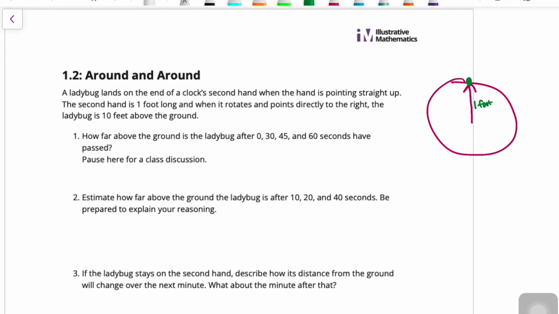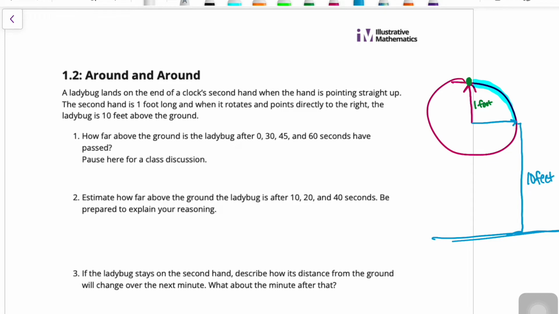And when it rotates and points directly to the right, the ladybug is 10 feet above the ground. So when it rotates, that hand is rotating directly to the right. Okay, so it's coming down here, rotating down. Now it is 10 feet above the ground. So this is 10 feet. It is not proportional. So the ground is down here. Okay. So how far above the ground is the ladybug after 0, 30, 45, and 60 seconds have passed?